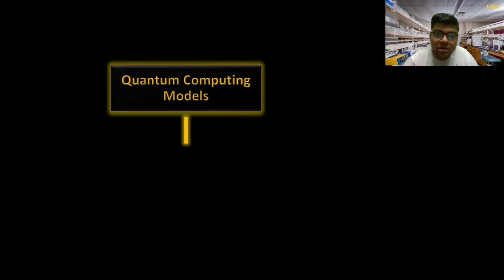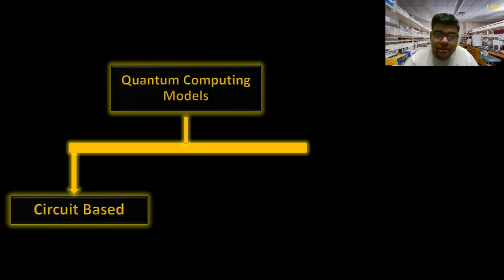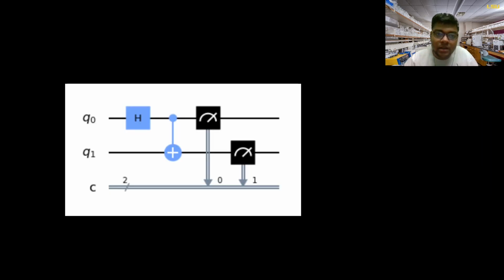And talking about quantum computing models, we have two very popular ones. One is circuit based, where you create a quantum circuit, and the other is quantum annealing, that's based on a concept from quantum mechanics called quantum tunneling. So this is what a quantum circuit looks like.